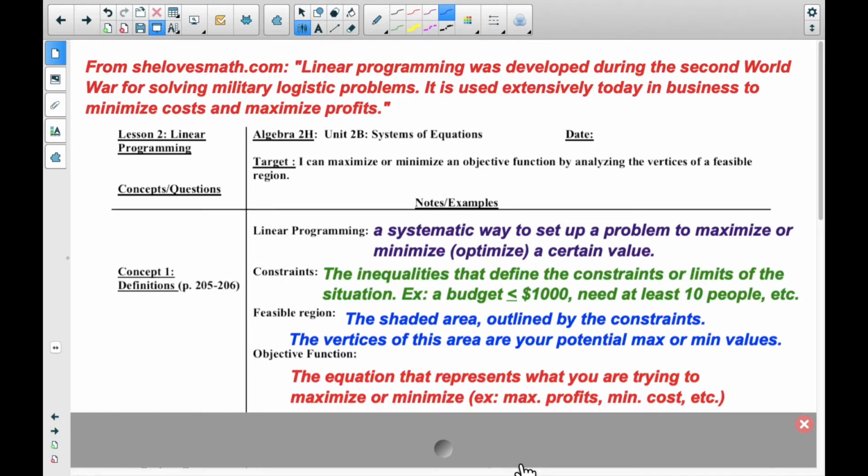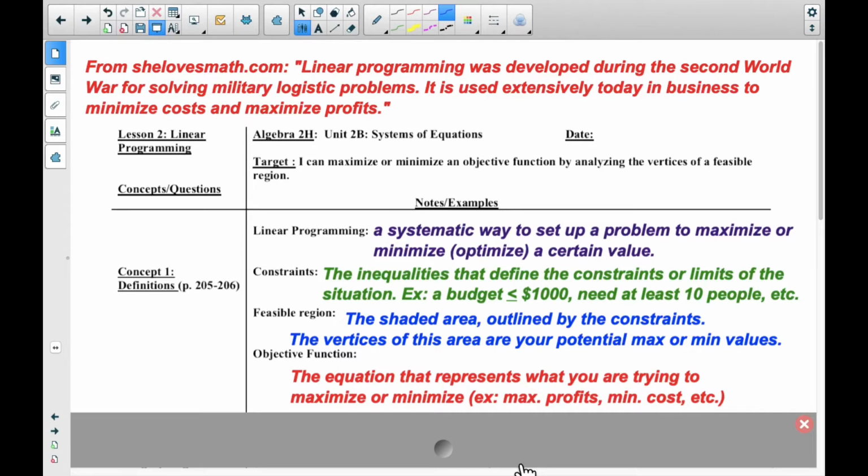Feasible region. The feasible region is the shaded area. So we've been working on graphing and shading lines. We're going to continue with that. And this is kind of like, when am I ever going to have to use it? This is when you're going to need to graph and shade lines. It's the shaded area outlined by the constraints. And then the vertices of this area are your potential max or your potential min values. And so as it turns out, if you want to optimize something, the best way to do that is to use the vertices. So we'll get into some of that so you can understand what I'm saying here.